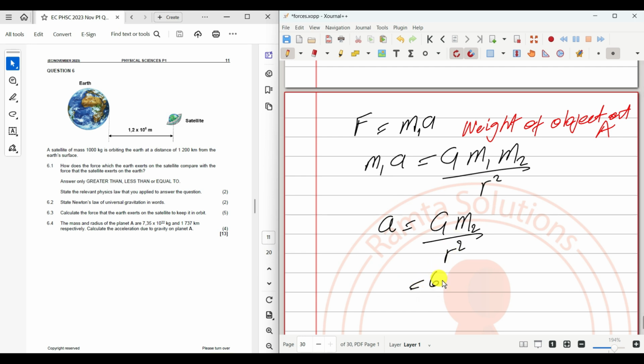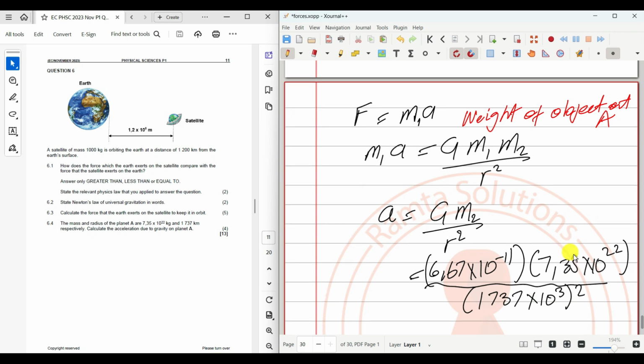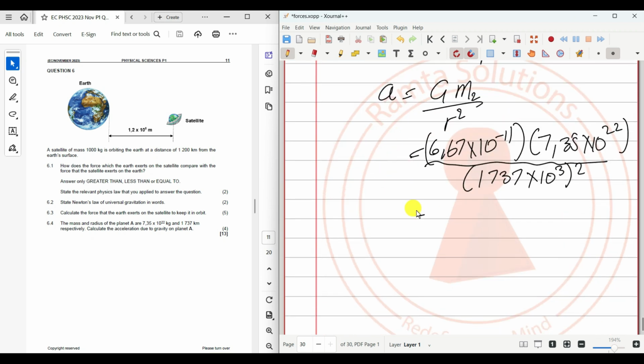So this is 6.67 times 10 to the negative 11. The mass of that planet, they said it is 7.35 times 10 to the 22. The radius of that planet, they said it is 1,737 kilometers. So I will say 1,737 times 10 to the 3 close square. This is the gravitational acceleration of planet A.